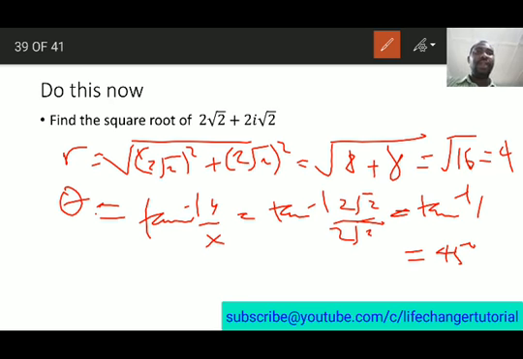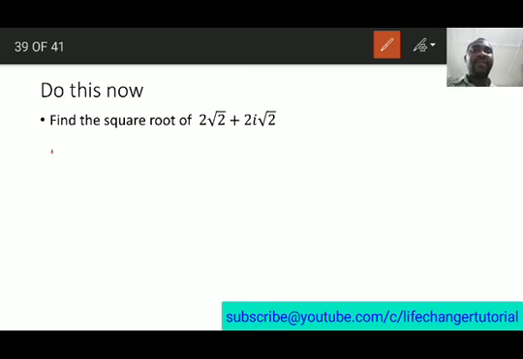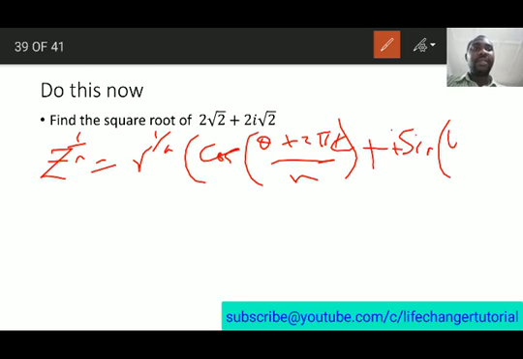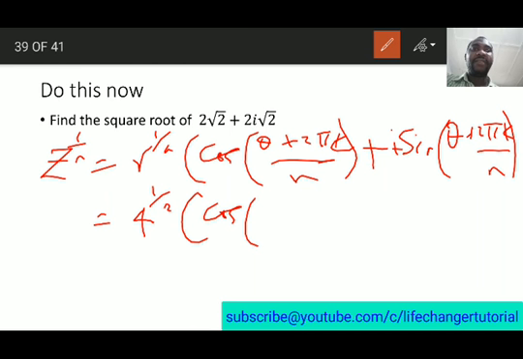Okay, so that means for me to find the square root, remember the formula: z raised to power 1 over n is equal to r raised to power 1 over n into cos of (theta plus 2 pi k) all over n plus i sine of (theta plus 2 pi k) all over n. So if we substitute values now, your r is 4 raised to power 1 over n, your n is 2 because square root. Then this will now be cos theta. Your theta is 45 degrees, or you can say pi over 4.